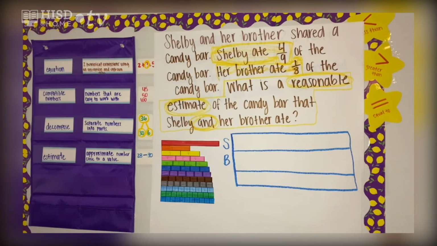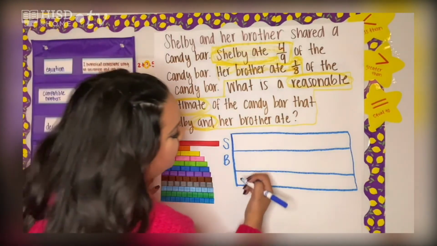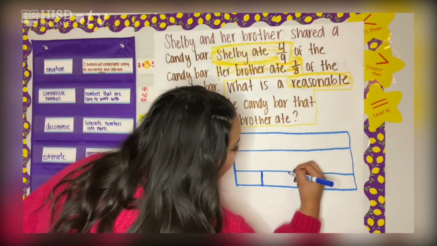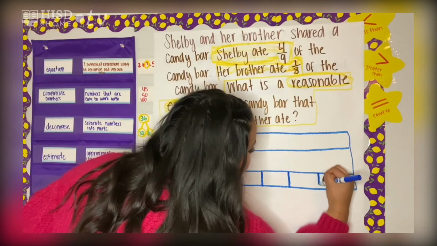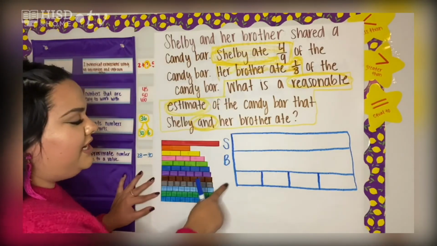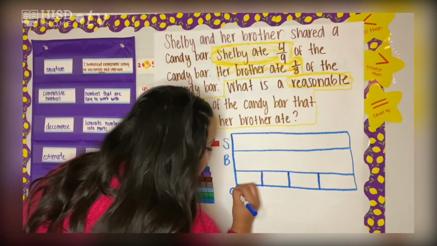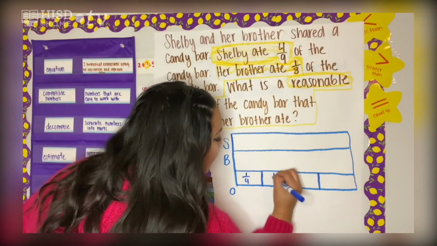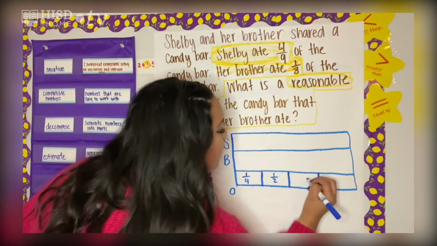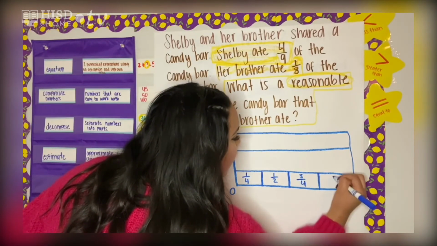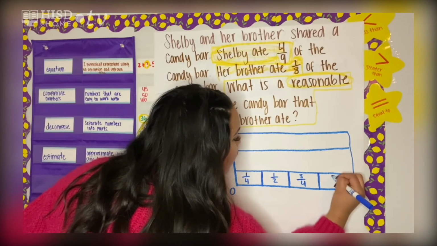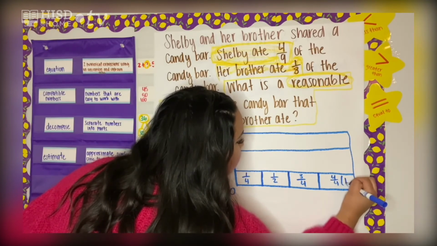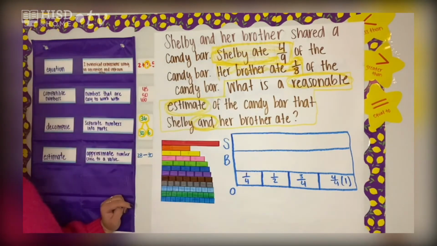So next, I'm gonna go ahead and remember our benchmark fractions are 0, 1/4, 1/2, 3/4, and 1. So we're gonna have 0 here, which is nothing. We're gonna have 1/4, 1/2, which we know is also 2/4, 3/4, and 1 or 4/4. I'm gonna put 4/4 here, and I'm gonna put in parentheses 1, so that we know it's 1 whole.